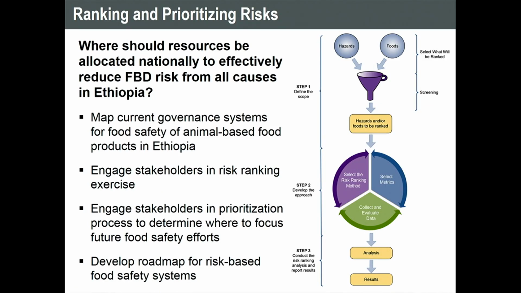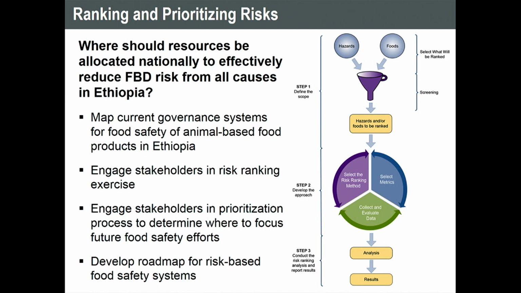So the third pillar is ranking and prioritizing risks. The real question is, Ethiopia has limited resources. Where should they be allocating their resources to effectively reduce foodborne disease? And there's lots of different things that you have to take into consideration. So the first thing we're going to do is map current governance systems for food safety in Ethiopia, and then we're going to engage stakeholders in a risk ranking exercise. And this is the framework that we're going to be using.